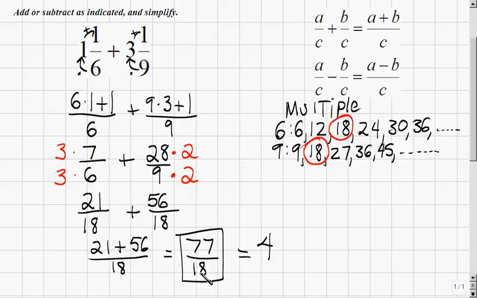4 times 18, by the way, is 72. So we would have a remainder of 5 left over out of 18. So an improper fraction would be 77/18, or our final answer as a mixed number would be 4 and 5/18. And that's our final answer, either one, depending on the directions.